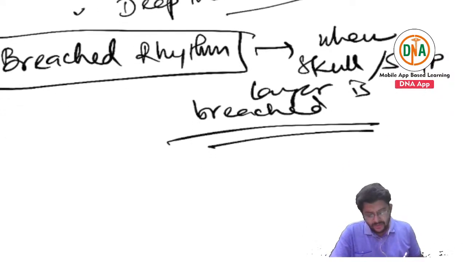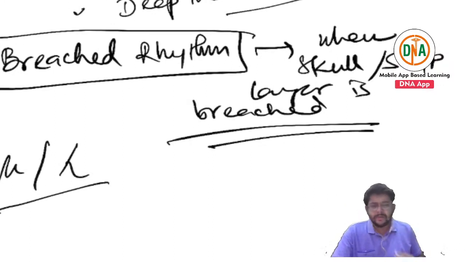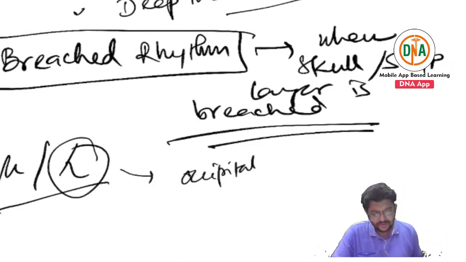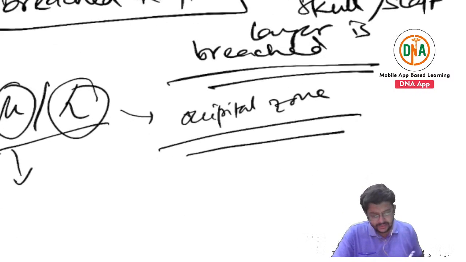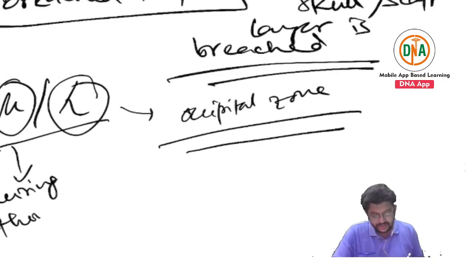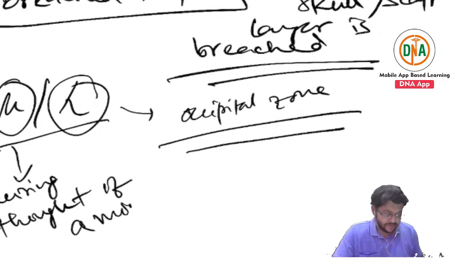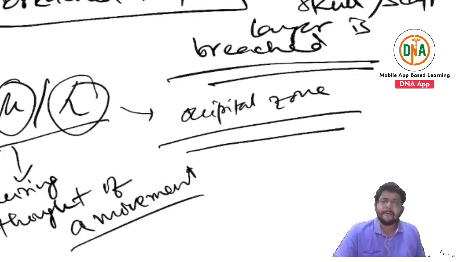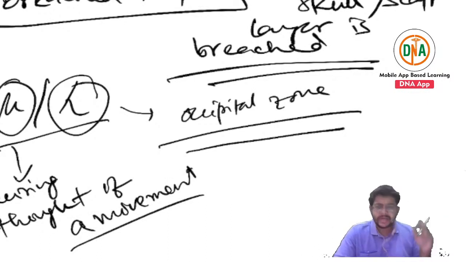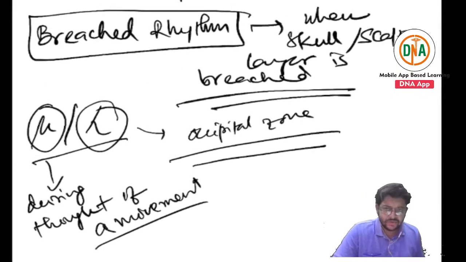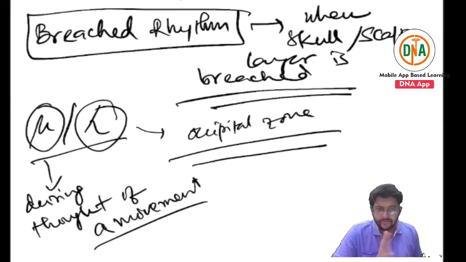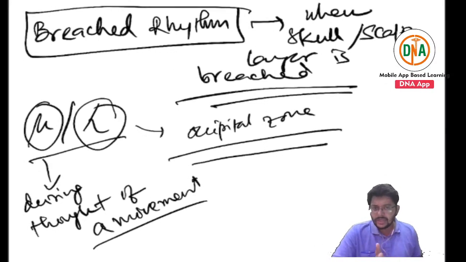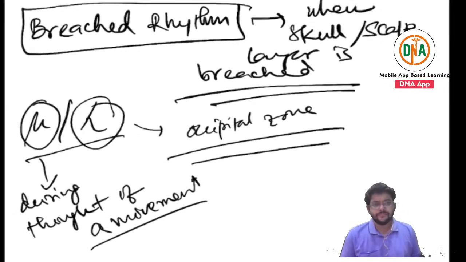And we have some other rhythms like mu and lambda. Just remember about these rhythms, but not too much. Lambda we find in the occipital zone. And mu we find during thought of a movement. From the point of view of first prof, just having the idea that lambda wave and mu wave exist will be sufficient. Just write that mu wave we find in the motor cortex during thought of a movement, and lambda we normally find due to visual activity in the occipital zone. I think if you write these two things, it will be sufficient.